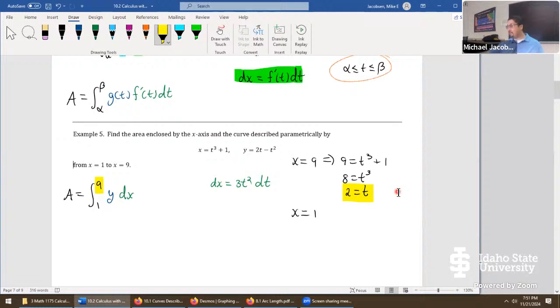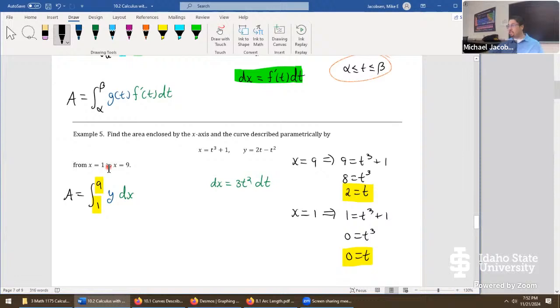Okay, let's try it again. Because it gave us information on the x coordinate, we go back to the x equation up here and write x equals 1. Let me get an actual pen first. Let me try again. When x equals 1, we now have that this implies 1 equals t cubed plus 1. So that would mean 0 is t cubed. And that would mean 0 is now t. So we're replacing 1 to 9 with 0 to 2 for our new variable t.